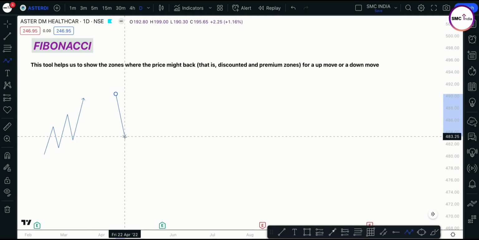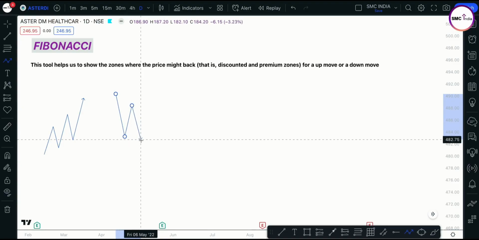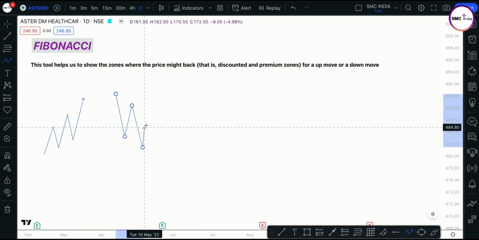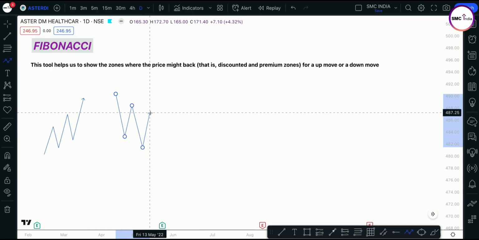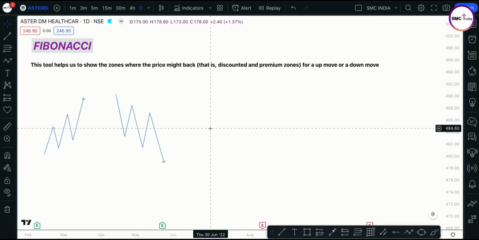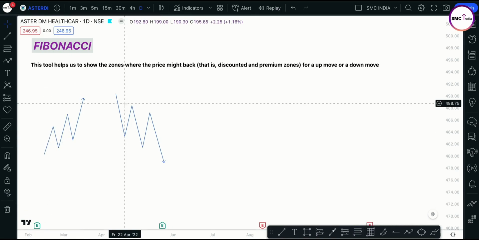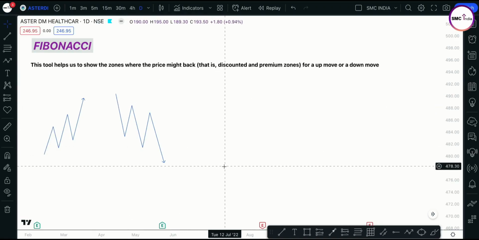So when the price moves down like this, it comes to a premium supply zone here, and then the price shoots down again. Again, it retraces back to a premium supply zone or a premium price here, and again shoots down. So this Fibonacci tool helps to mark the areas where the price might retrace back, either to the discounted areas for an uptrending market or to the premium zones for a downtrending market.